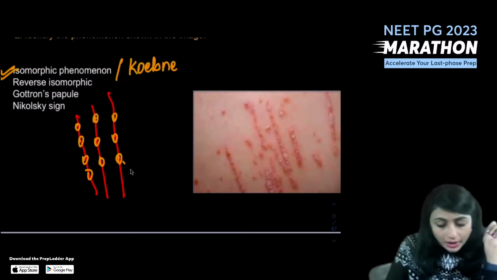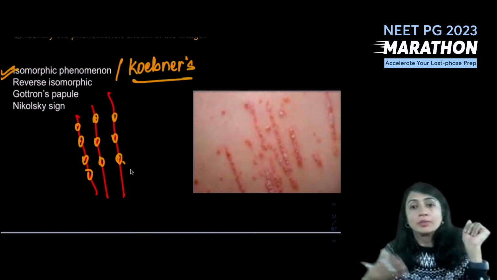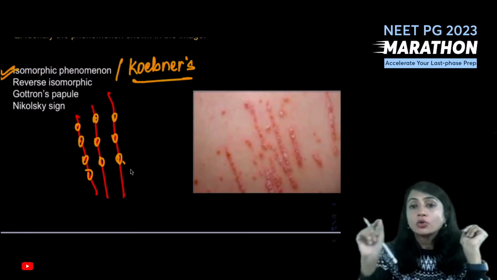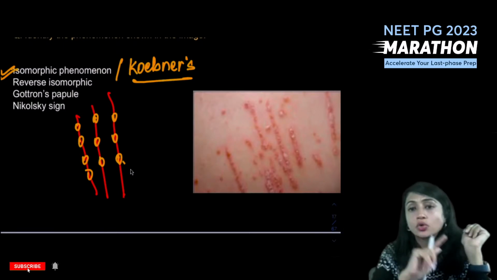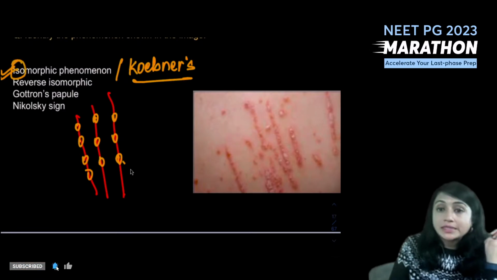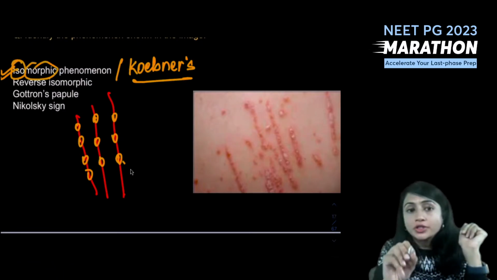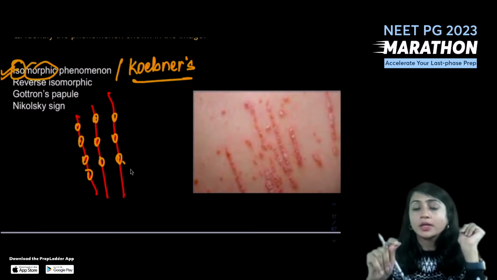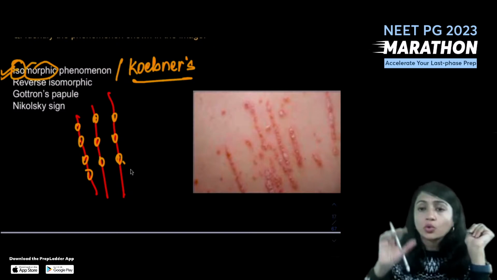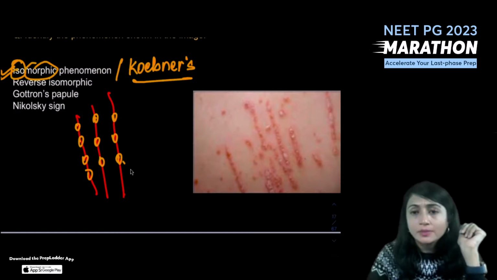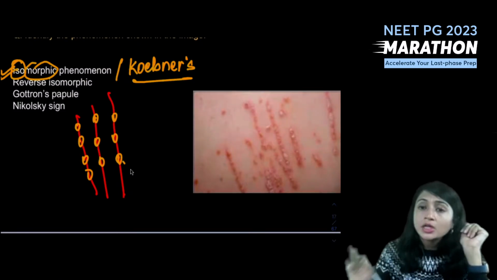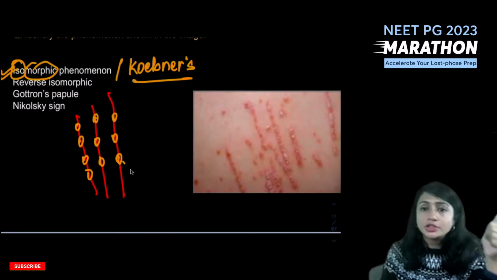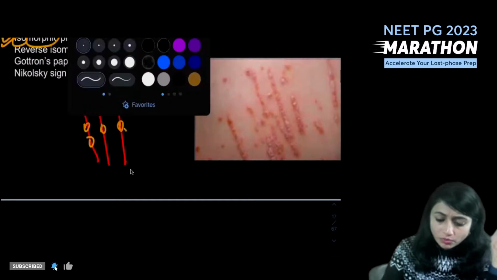Sometimes you know that this is Koebner's phenomenon, but you look at the answers and you see there's no Koebner's there. So please remember, Koebner's is also called isomorphic phenomenon, because iso means same and morphic means morphology. So same morphology of lesions. So what is Koebner's phenomenon? Whenever a patient scratches or causes a blunt trauma or there is a pinprick, so any kind of trauma, along the lines of trauma, you have lesions of similar morphology.